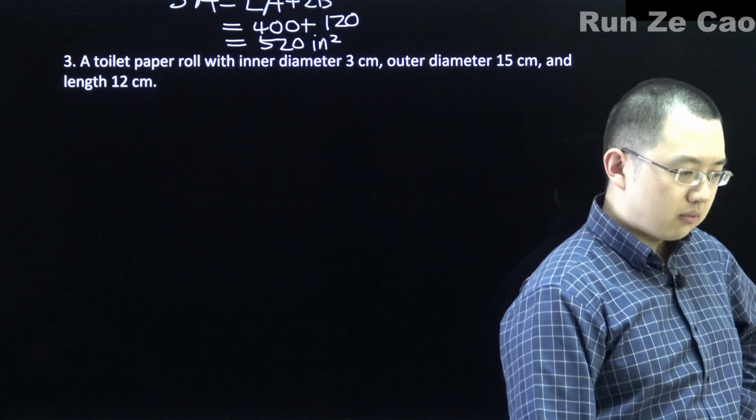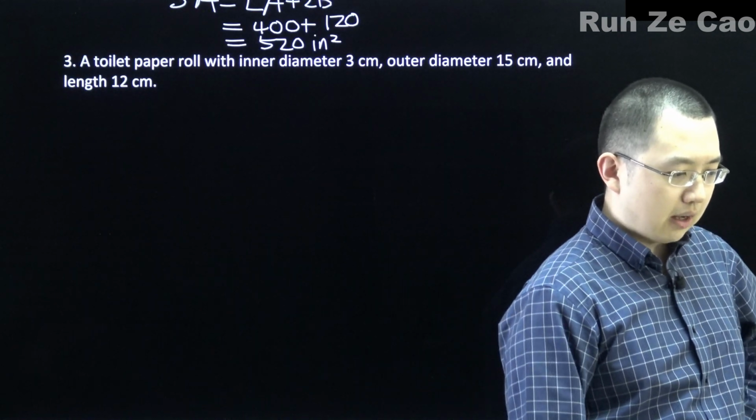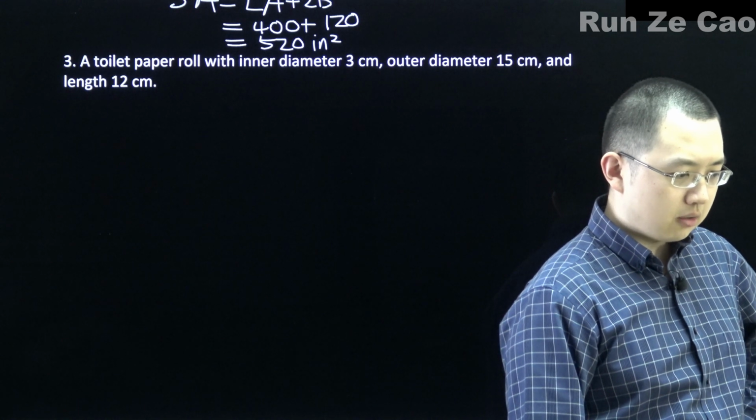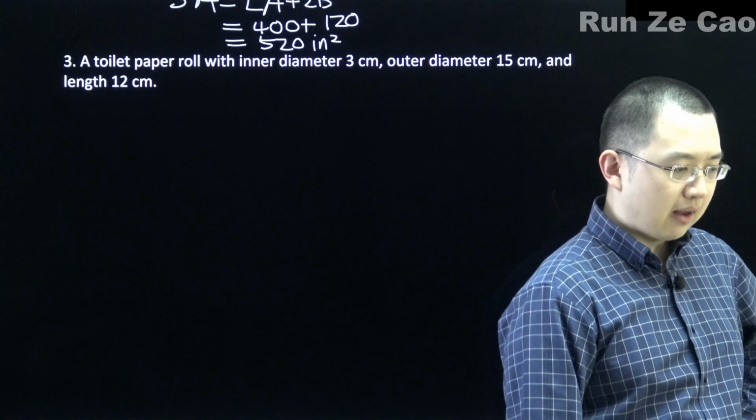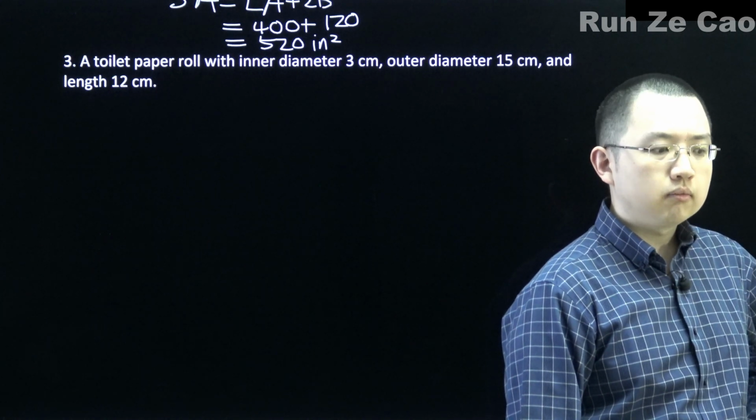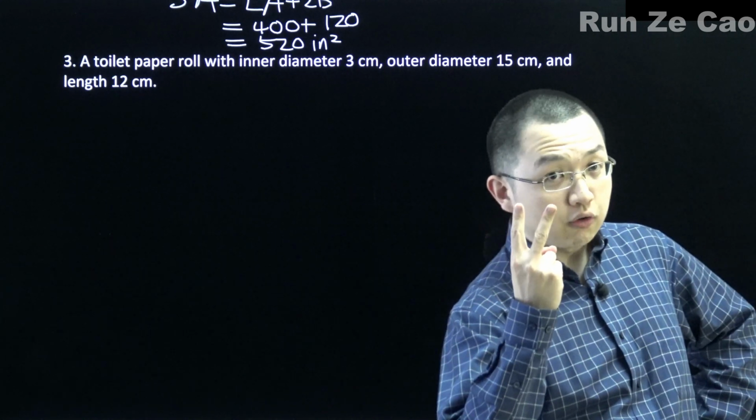So the third one is a toilet paper roll that has inner diameter 3 centimeters, outer diameter 15 centimeters, and length 12 centimeters. There are 2 lateral faces on this thing.